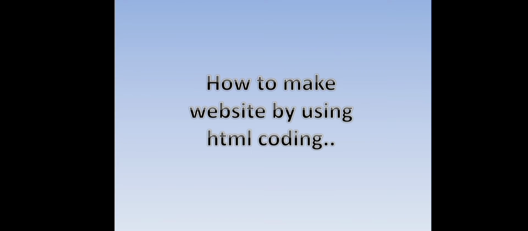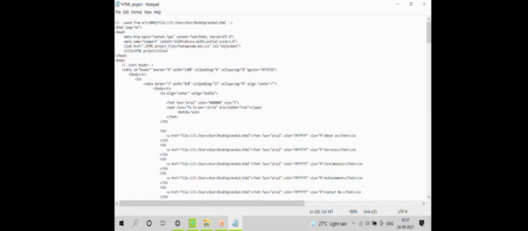So let's start making a website using HTML coding. Here we're using the basic format of HTML again, that is HTML, then head close, then body starts. In head we're taking the image and a reference to the style sheet. Now head close and body start.